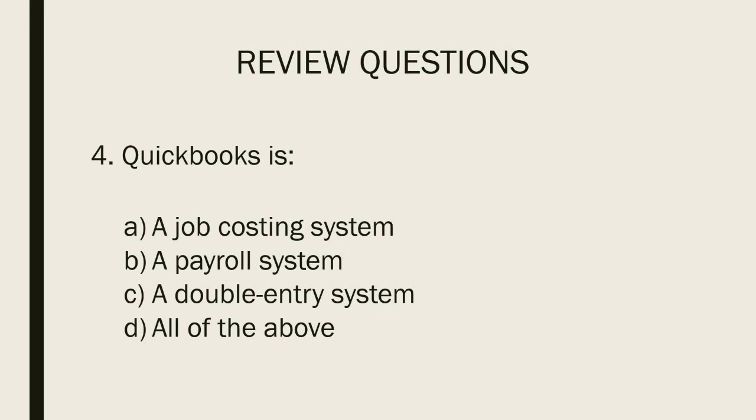Number 4, QuickBooks is a job costing system, a payroll system, a double entry system, or D, all the above. D, yes, all the above, right? It is a double entry system, but as we enter the data, it's single entry. But it is a double entry system. And yes, it's a payroll system because we do learn to do payroll in this chapter. We have a section for employees, and job costing, which we're going to talk about, deals with your customers. But yes, it's all of them.